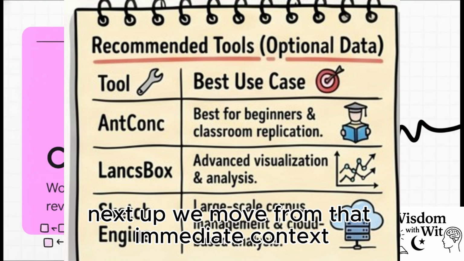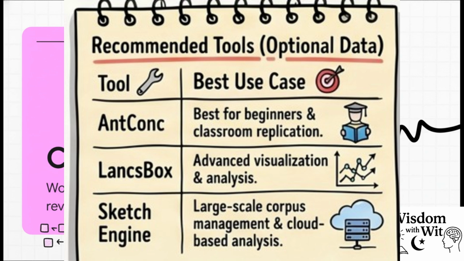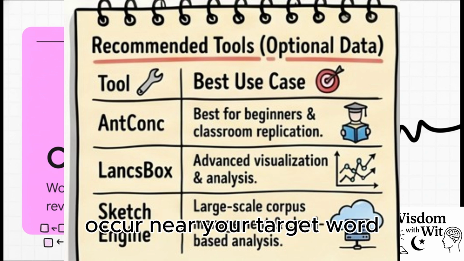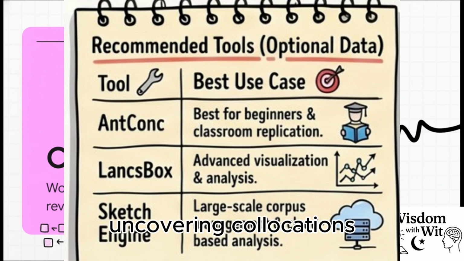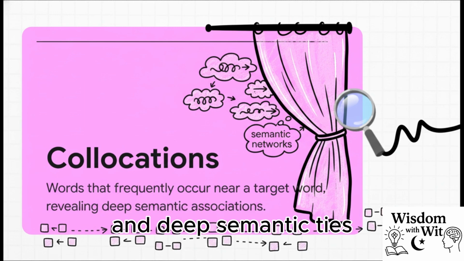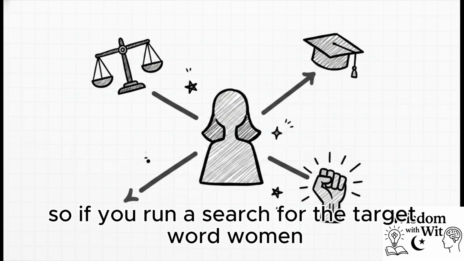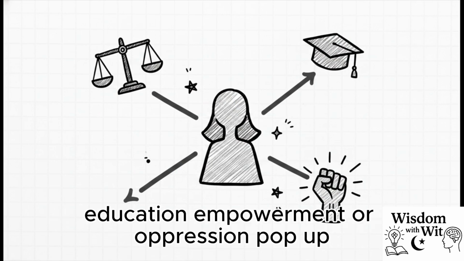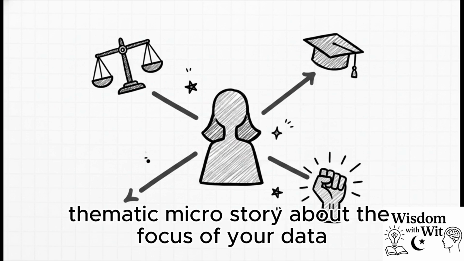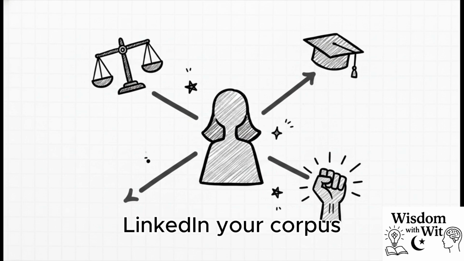Next up, we move from that immediate context to broader semantic networks by looking at collocations. These are words that frequently and statistically occur near your target word. Uncovering collocations is honestly like pulling back the curtain to reveal the hidden discourse patterns and deep semantic ties linking ideas in the author's mind. So if you run a search for the target word women, and collocates like rights, education, empowerment, or oppression pop up, well, they immediately tell a vivid thematic micro-story about the focus of your data. The software has mathematically proven that these concepts are inextricably linked in your corpus.